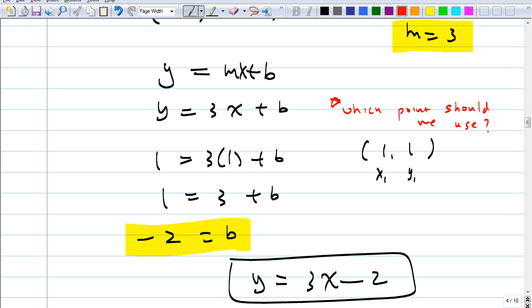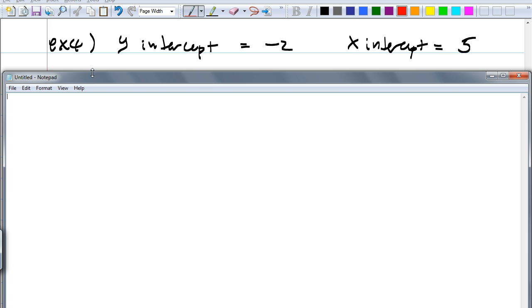Okay, let's see how they get a little bit more creative than this. Here we go. Example 4, they got a little bit creative, not that much. Instead of giving you 2 points, they give you the y-intercept and x-intercept. And you say, well, that's easy. Because once they give us the y-intercept, we know this is the same as giving us 2 points. Isn't that right? Why?